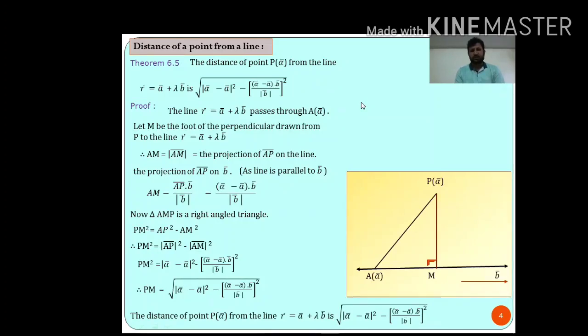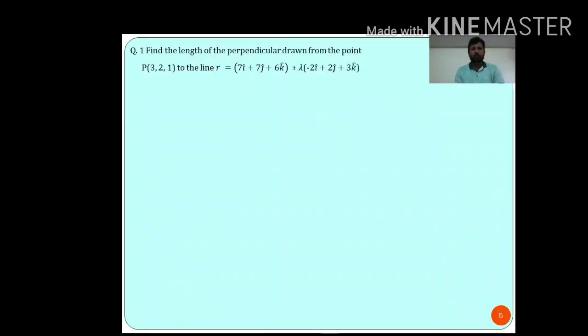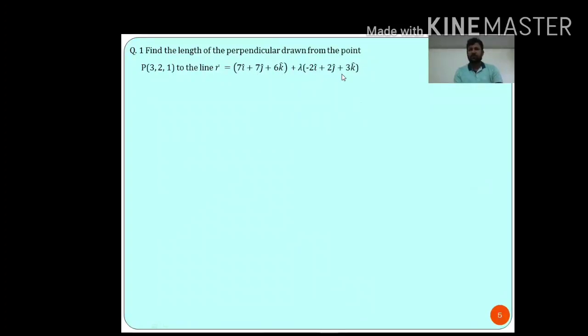Now continue with a problem. Let us see an example first. Question: Find the length of the perpendicular from the point with coordinates 3, 2, 1 to the line R bar equals 7i plus 7j plus 6k plus lambda times minus 2i plus 2j plus 3k. The equation of the line is given in vector form, so we are using the formula which we have already proved in the previous slide.